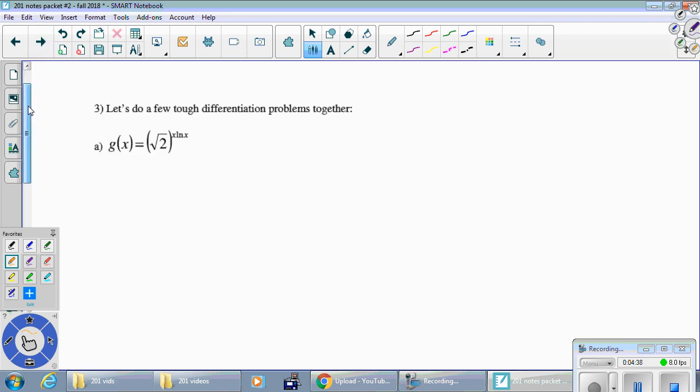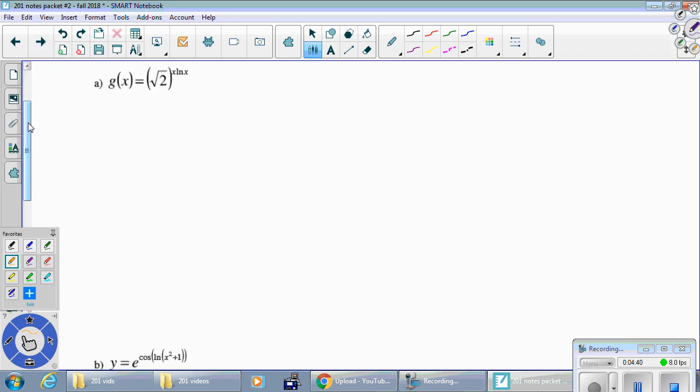Okay, so let's put these into practice here, starting with A. We're finding the derivative of root 2 to the x times ln of x. So here we go, g prime of x equals.